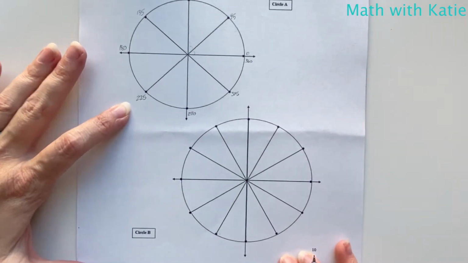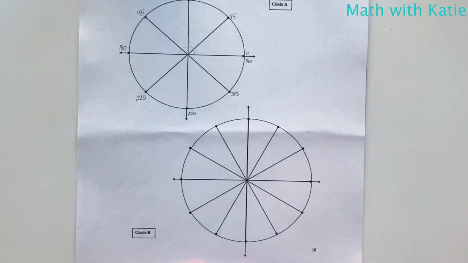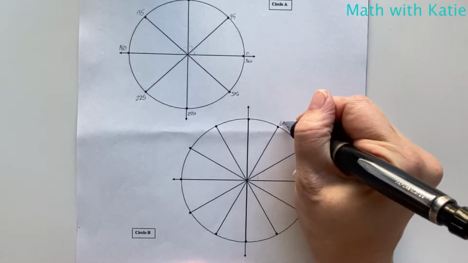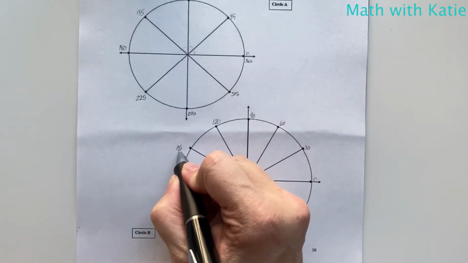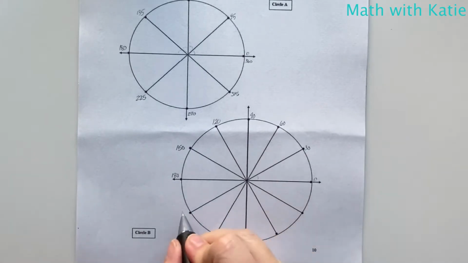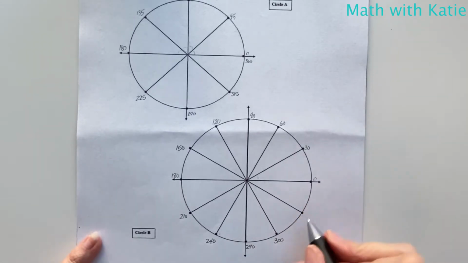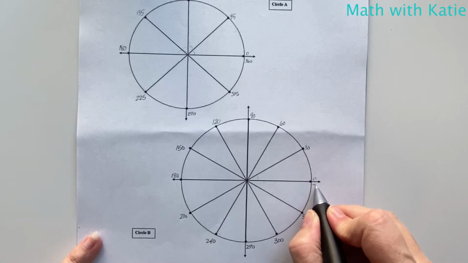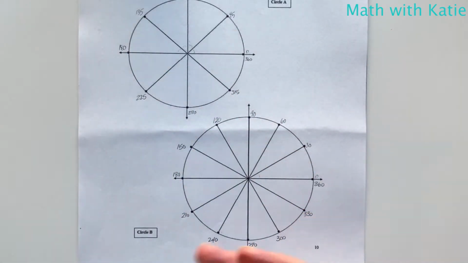Now, what about your 30, 60, 90 ones? Just as each angle here was 45 degrees, each angle here is going to be 30 degrees. So again, we start at 0. Add 30, we get 30. Add another 30, 60. Add another 30, 90. Add another 30, 120. Plus 30 again, 150, 180, 210, 240, 270, 300, 330, 360.